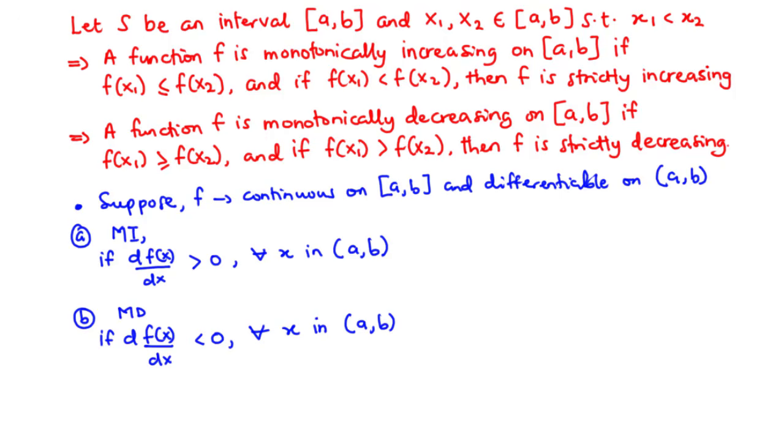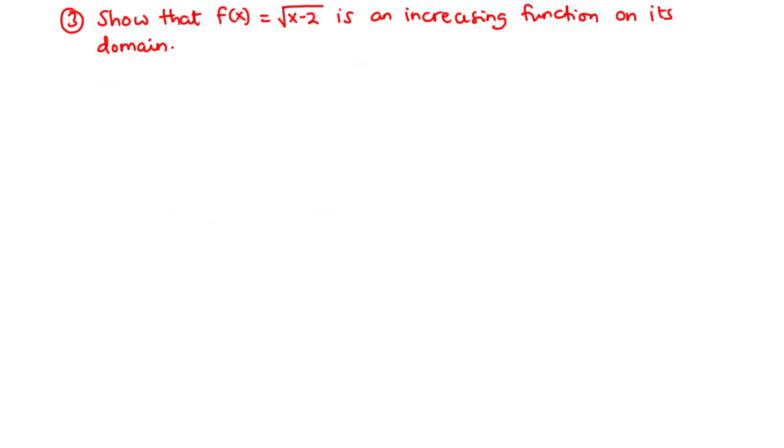Now, as usual, the function is non-monotonic if it increases or decreases for some time and shows opposite behavior at a different location. So that is what we mean by a non-monotonic function. Now let's try a few examples. Question 3. Show that the function square root of x minus 2 is an increasing function on its domain. So let's try to solve this question together.